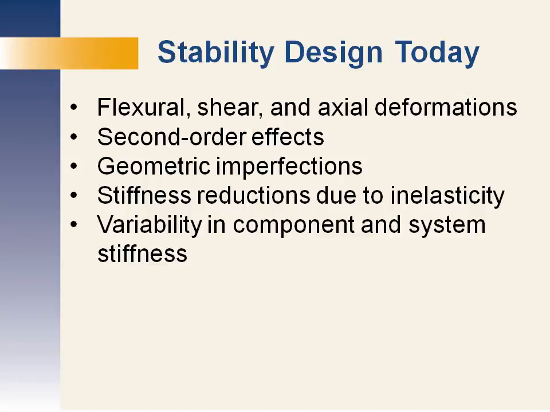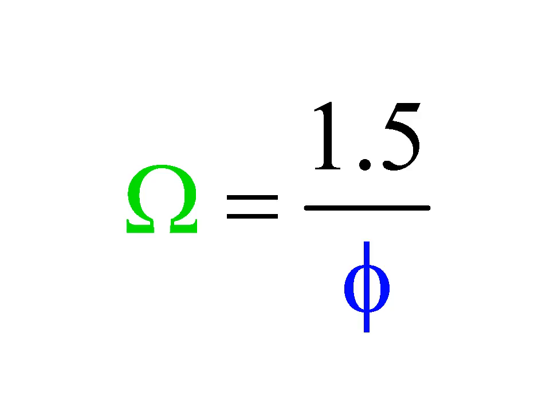And the fifth thing that's required is to consider variability in component and system stiffness. These are things like material and cross-sectional variations, and they are accounted for in the resistance factor for LRFD or the safety factor for ASD.